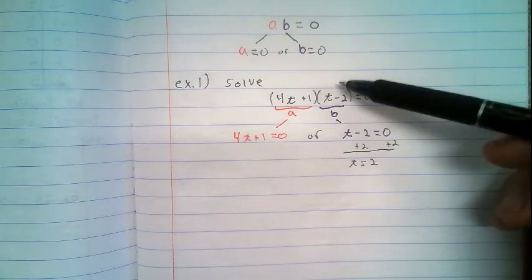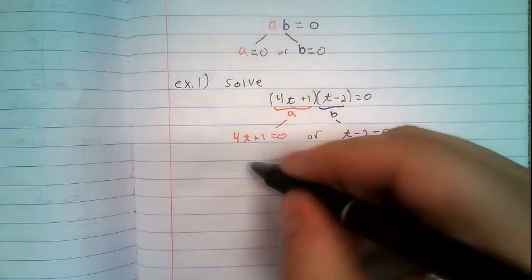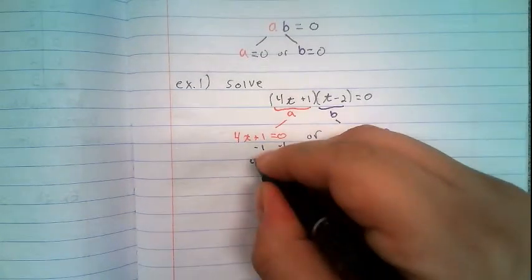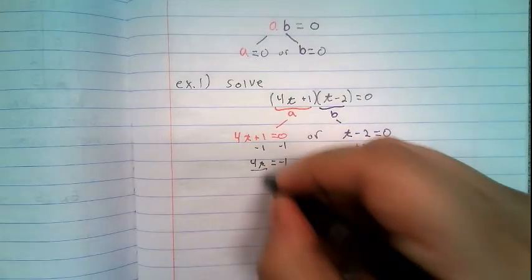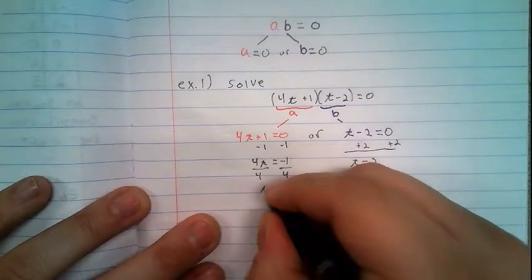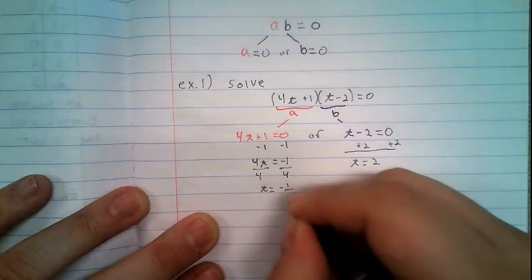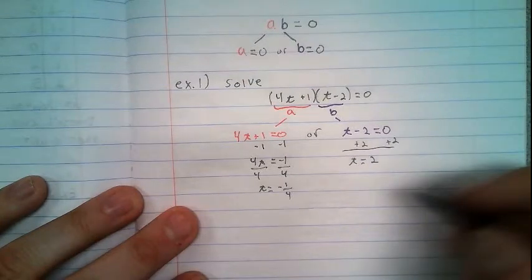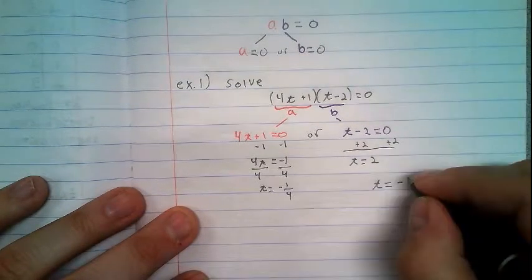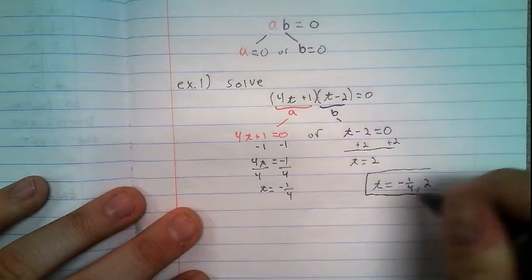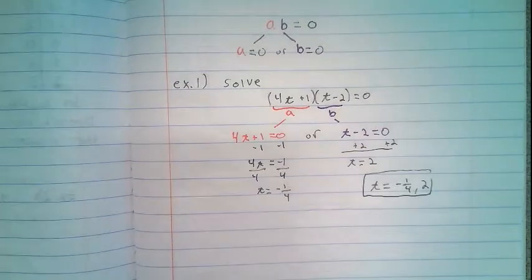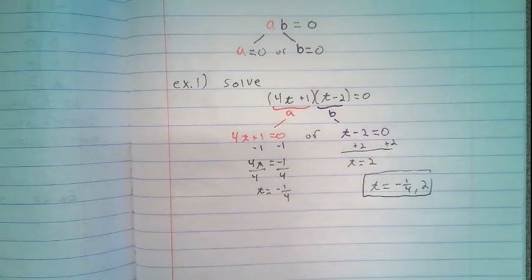But I also have to account for if this is 0. So I subtract 1 from both sides and get 4t equals negative 1. Divide by 4. And I have a solution of t equals negative 1/4. So my final solution for this one is that t can be negative 1/4 or positive 2. So instead of having to FOIL that and then graphing it, I can use the zero product property because I know that one of those has to be equal to 0.